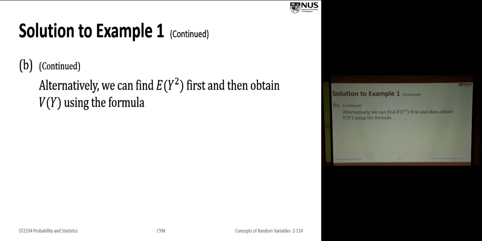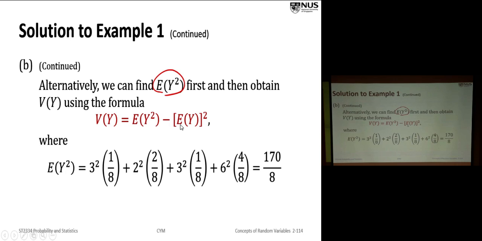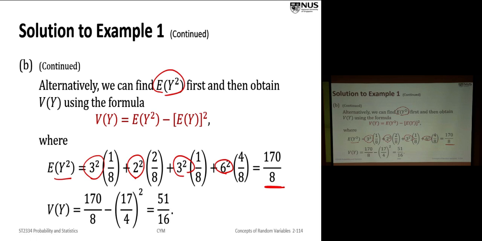So we can also apply the formula: variance of a random variable equals expectation of y squared, minus the square of the expectation. In that case, we work out expectation of y squared, which turns out to be 170 over 8. Then minus the square of the expectation. So this is the expectation of y squared, and this is the square of the expectation. So it's 51 over 16.